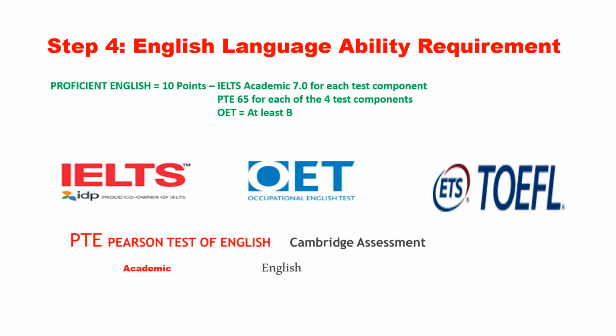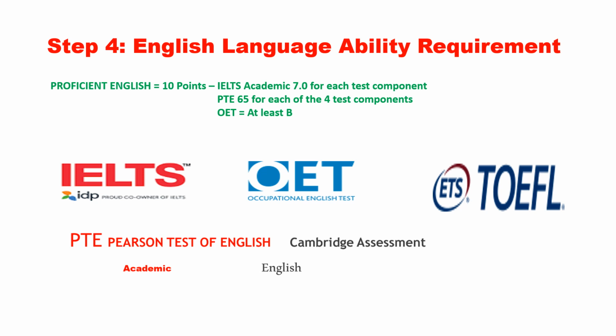Step 4. English language ability requirement. This is one of the visa criteria to apply for skilled migration, and this is a requirement at the time of invitation. You can apply for PR with competent English only, but no points are awarded. If you are a passport holder of New Zealand, USA, United Kingdom, Ireland, or Canada, then there is no need to take the acceptable English language exam.